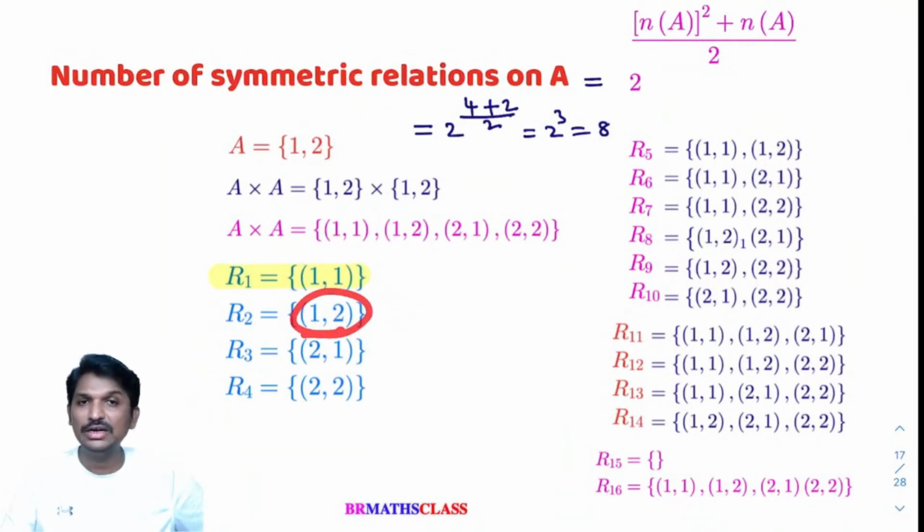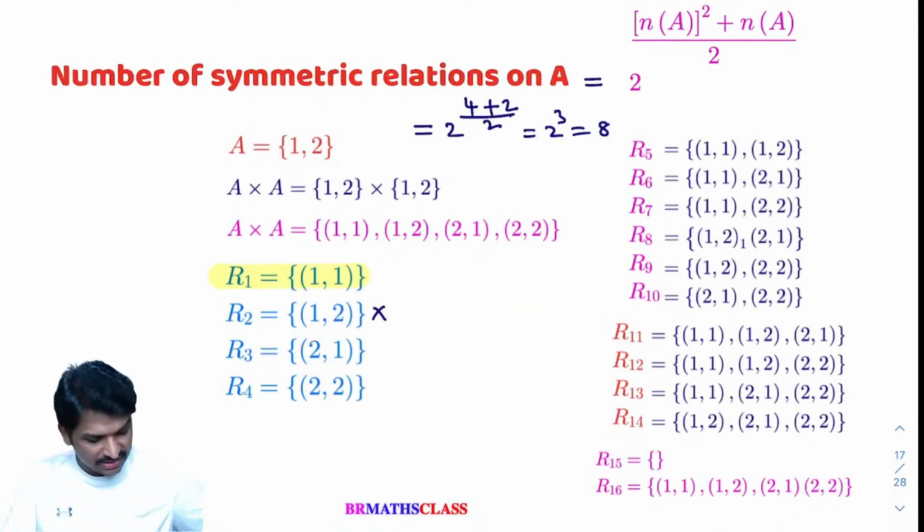Ordered pair (2, 1) is not in this relation. That's why this is not a symmetric relation. R2 is not symmetric. What about R3? (2, 1) is there, but (1, 2) is not in this relation. That's why R3 is not symmetric.